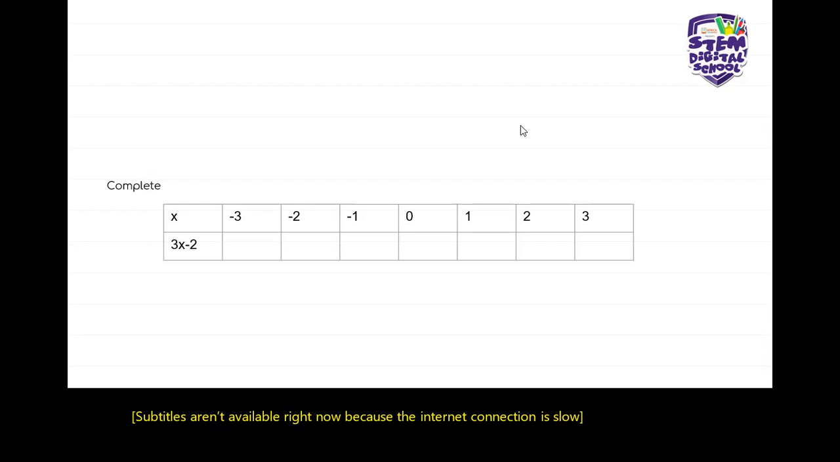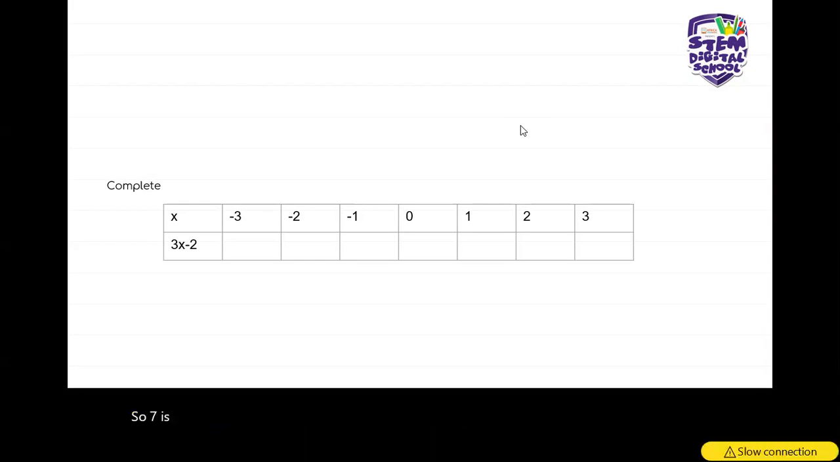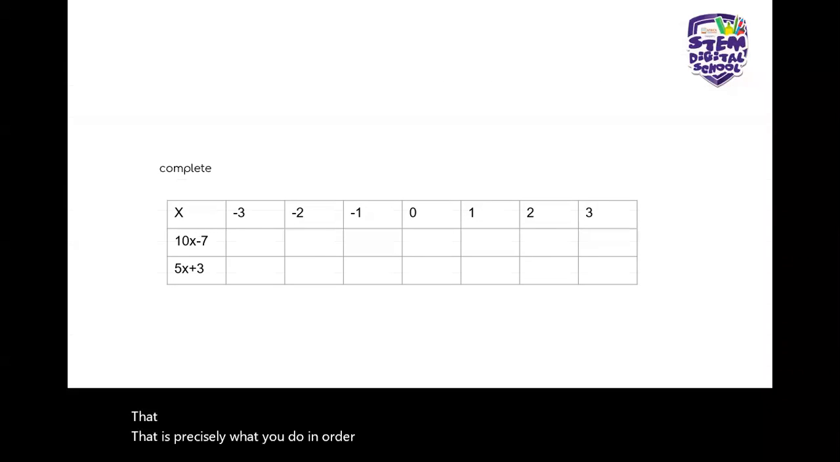So 7 is the correct answer. So 3 times 3 is 9, 9 minus 2 is 7. The connection was a bit slow for a second there. I hope that you can still hear me now. Right. That is precisely what you do in order to find the different values.